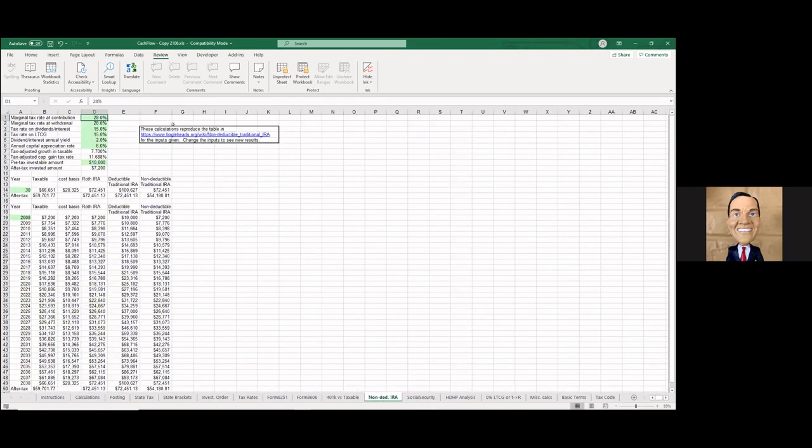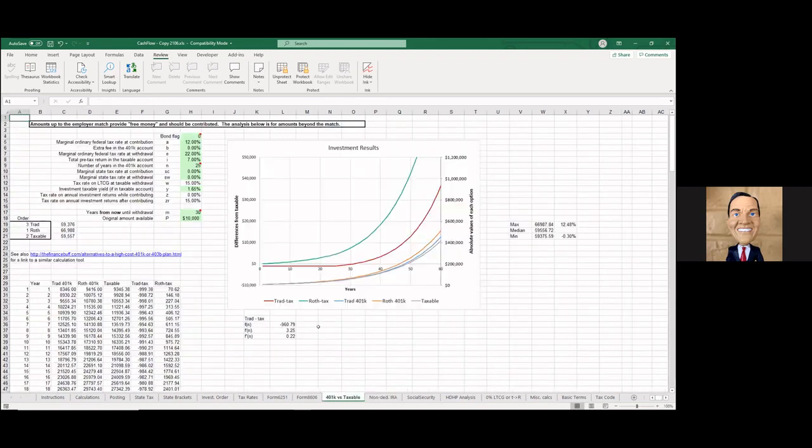Non-deductible IRA. This references a Bogleheads wiki, and if you want to see, I guess, how that wiki table came to be. I think the wiki table was there before this spreadsheet, but anyway. 401k versus taxable. Roth is always going to be better than, or at least no worse than, taxable. But then the question is, where does traditional fall in? And so I guess if you wanted to, you can project out as many years as you want to and just see what the effects are.